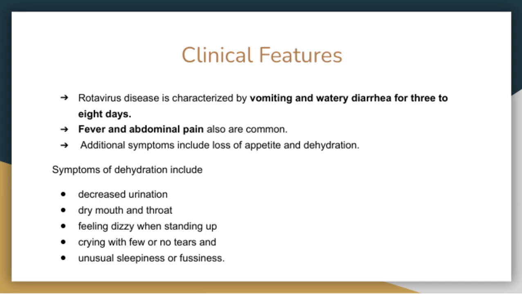Dehydration symptoms include decreased urination, dry mouth and throat, feeling dizzy when standing up, crying with few or no tears, and sometimes unusual sleepiness or fussiness. Understanding these clinical features is crucial because they help us assess the severity of the disease and determine the appropriate care. Recognizing dehydration early allows us to intervene promptly and prevent serious complications. This ties into the overall theme of managing rotavirus effectively and highlights why early detection is so vital.